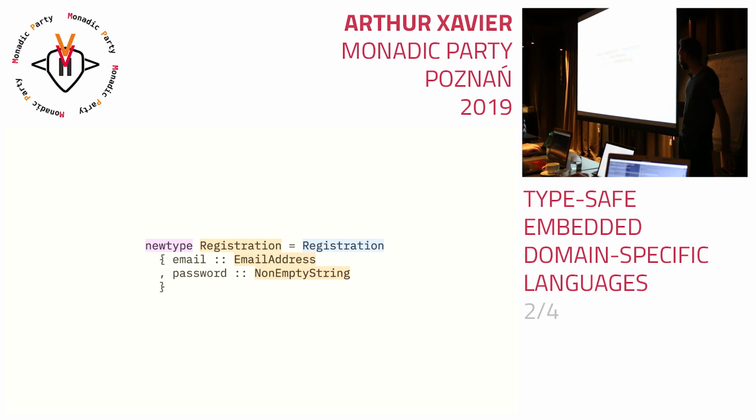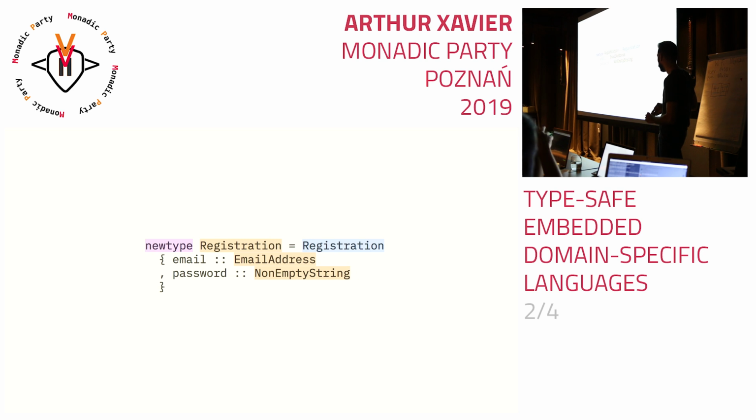But suppose we have a system that just needs your email and password to register inside it. And an email is an email address. The email of a registration is an email address, which is basically a non-empty string, and we have defined a way of creating an email which validates it beforehand. And the password is a non-empty string.